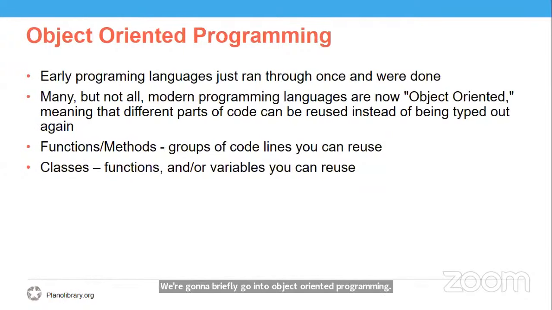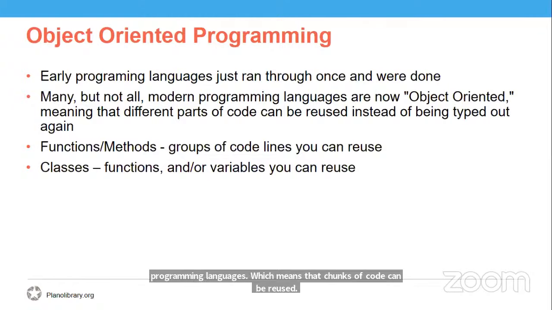So early programs in earlier programming languages just run through the whole code and they're done. As a result, if something needed to be run twice, that code would have to be in 2 different places unless it happened back to back and you could use a loop. If it's more spaced out than that, then the code would have to be repeated. Many modern programming languages are object-oriented programming languages, which means that chunks of code can be reused. That you can give it a name and then reuse it.